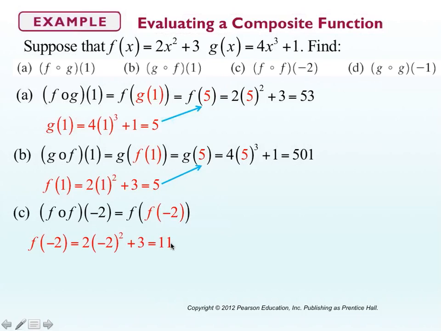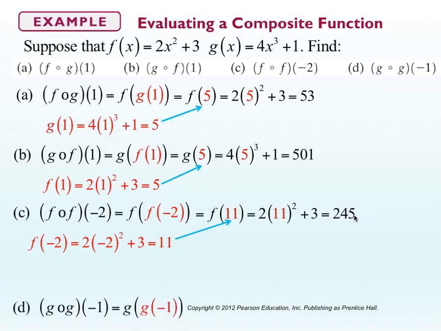And then we want to take the 11 and plug that in. So we're finding f of 11. So we take 11 and we plug it again into f of x. So we have 2 times 11 squared plus 3. So 11 squared is 121. 121 times 2 is going to be 242. And then we add 3 to get 245.